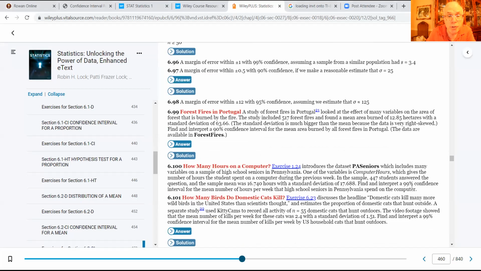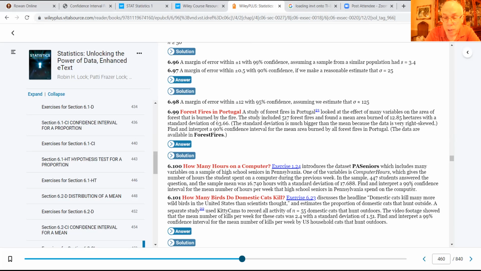So it says here, a study of forest fires in Portugal looked at the effect of many variables on the area of forest that is burned by the fire. The study included 517 forest fires. So that's your sample size, 517, and found a mean area burned of 12.85 hectares, right? So that's 12.85 is your mean. And it says the standard deviation is 63.66. All right. And notice in this case here that the mean is much smaller than the standard deviation.